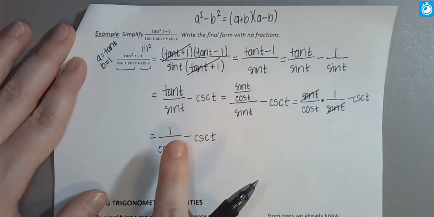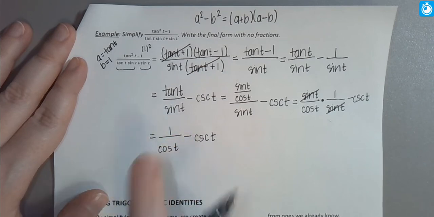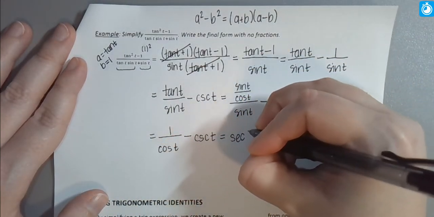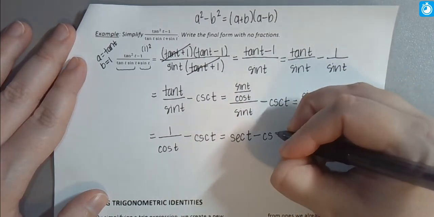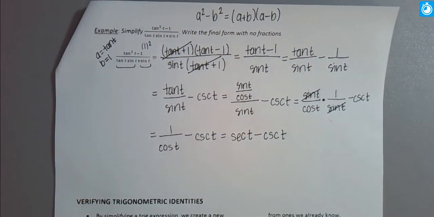And again, we're still not quite there. We still have a fraction, but as soon as I see that, I know there's another way to write that. 1 over cosine could also be written as secant. So this simplifies to secant of t minus cosecant of t. And again, arguably that's a lot simpler than what we started with, so that's a good place to stop. We don't have any fractions, so we've met that requirement, and our expression is now a lot simpler than it originally was.